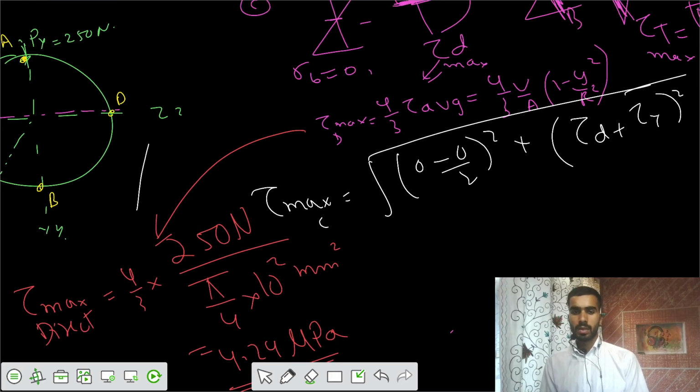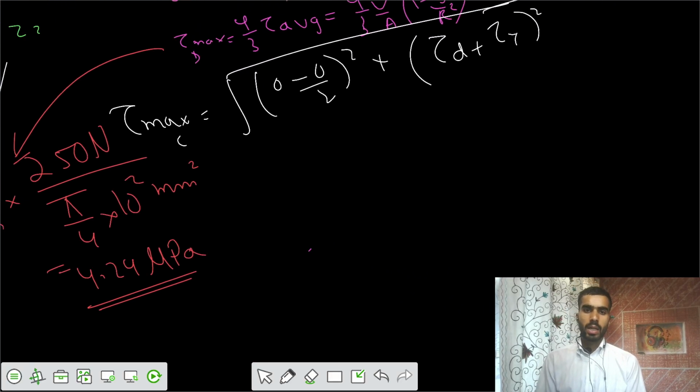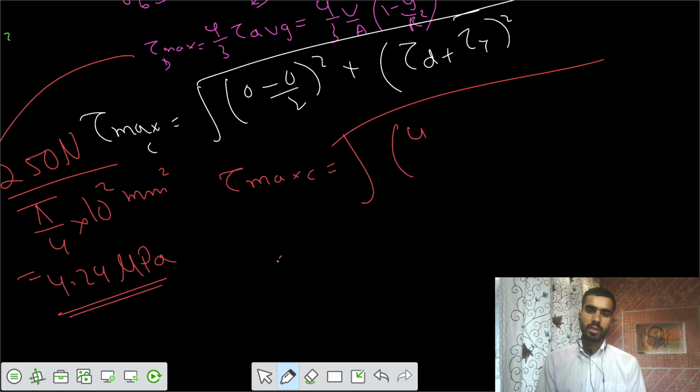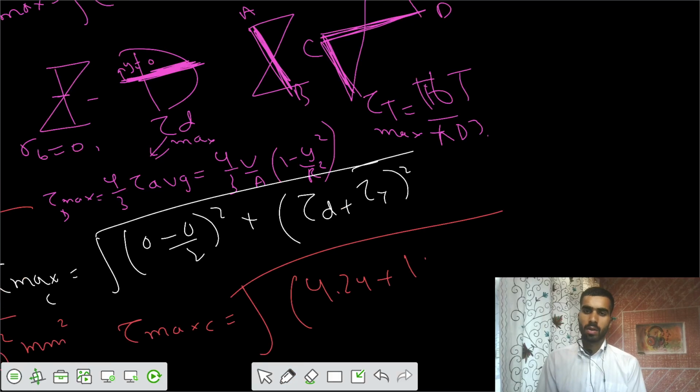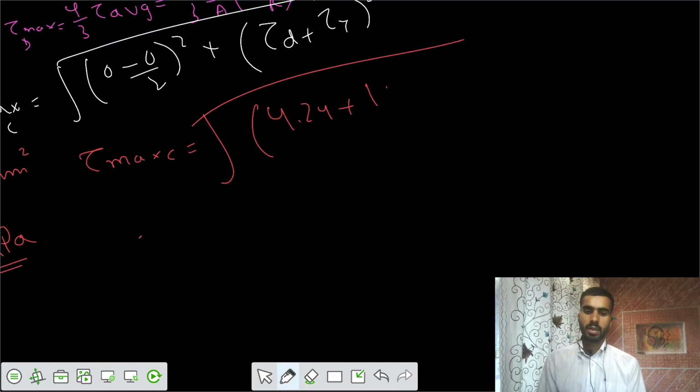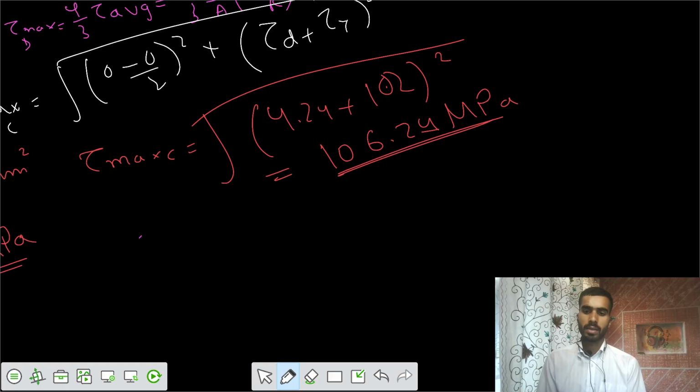Now let's solve for the first part, that is tau max at C. If you calculate the shear stress maximum at point C, that equals 4.24 plus the second one, your 102 megapascal because of torsion. That's 106.24 megapascal. So you got one value of tau max.